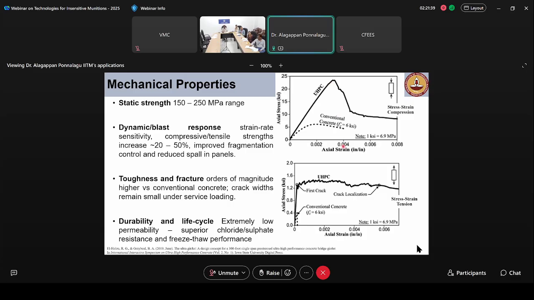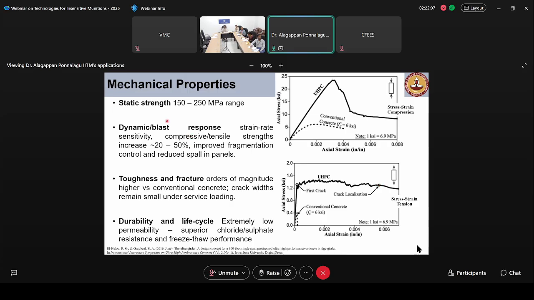In addition to strength, you can see that the strain at failure is also increased multifold. For example, in compression, it is almost twice the failure strain, whereas in tension, you cannot even compare. It is very high compared to the conventional concrete tensile strength, which is typically weak. Because of the fibers which we add in UHPC, it is very high. And it is one of the important properties for fragmentation, penetration, and the overall impact performance of this UHPC.